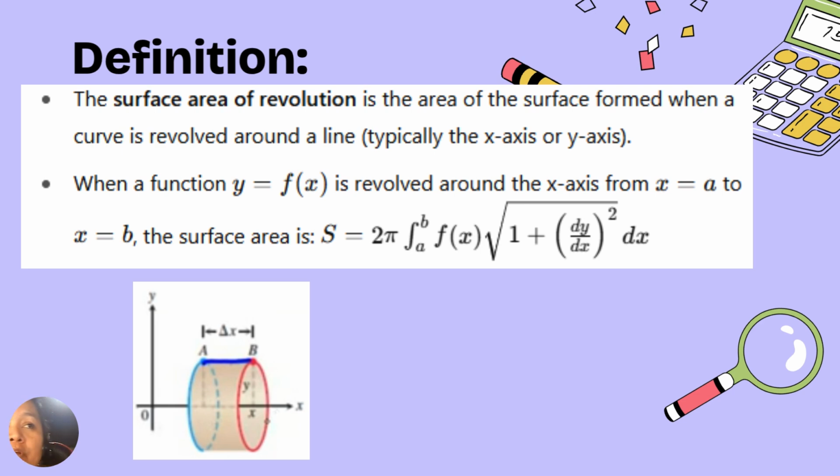So when a function y equals f of x is revolved around the x-axis from x equals a to x equals b, meaning a and b are the limits, the surface area is S equals 2 pi integral of f of x times the square root of 1 plus the derivative dy over dx squared, from a to b.